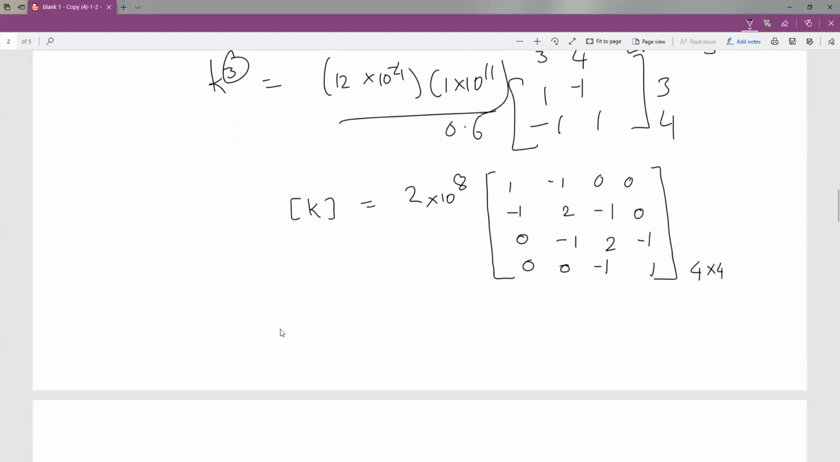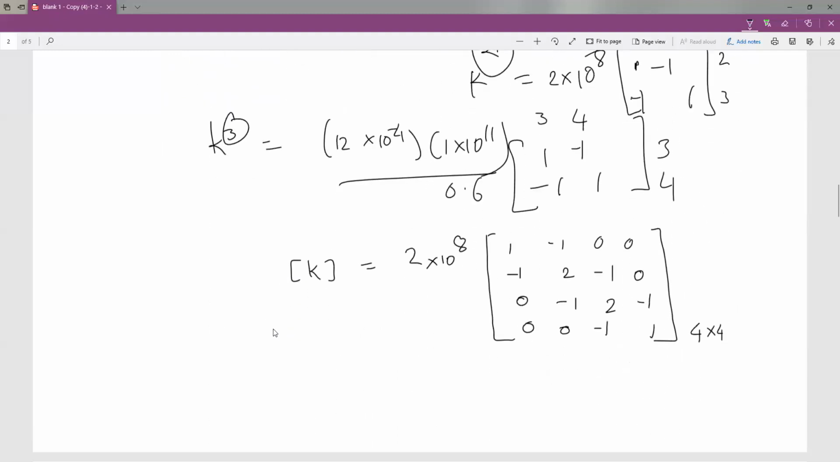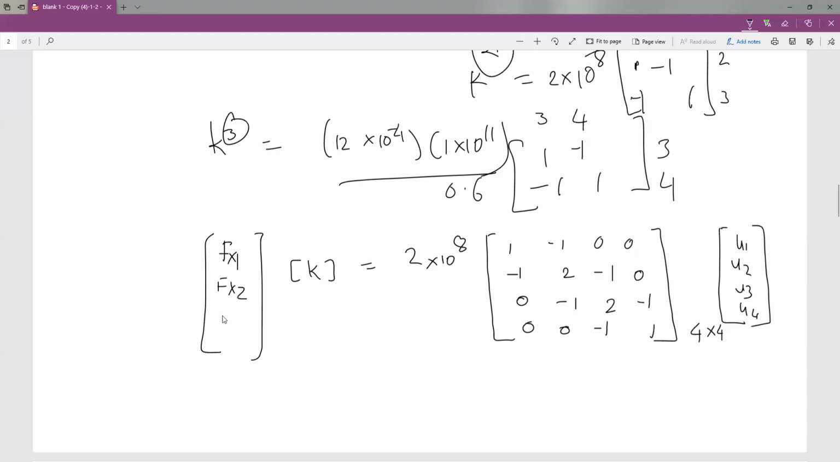And then of course we will introduce the boundary conditions, as I told you, nodes 1 and 4, which are fixed. This was the K matrix, so I am writing U1, U2, U3, U4, and on the left hand side the forces Fx1, Fx2, Fx3, Fx4. As I told you, you can interchange the rows: bring the first row to the third row and the first column to the third column.